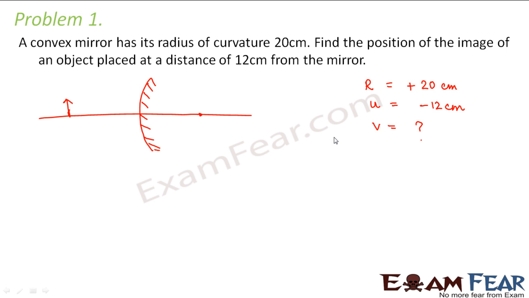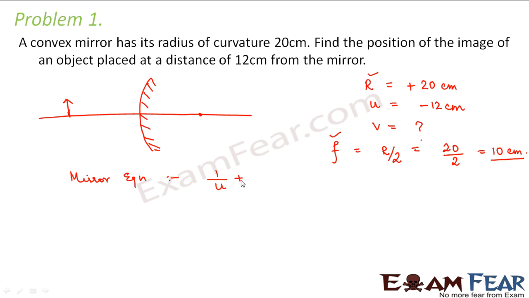In order to make use of the mirror equation, we should know the focal length. What is the relationship between focal length and radius of curvature? Focal length is equal to half of radius of curvature, right? We have already derived it. So this will be equal to 20 divided by 2, that is 10 centimeters. So this is the focal length. Focal length is also obviously positive because radius of curvature is also positive. So now we'll make use of the mirror equation.